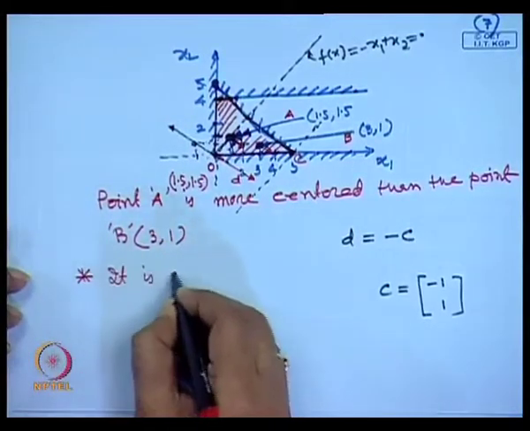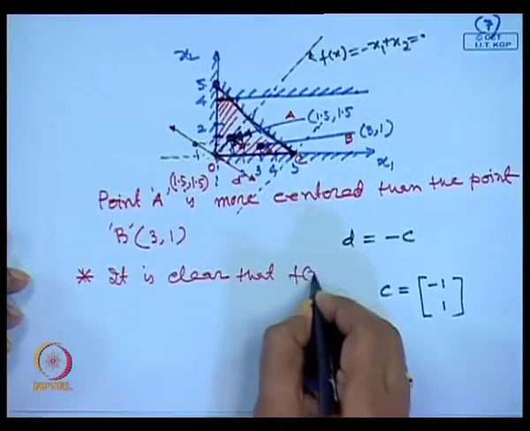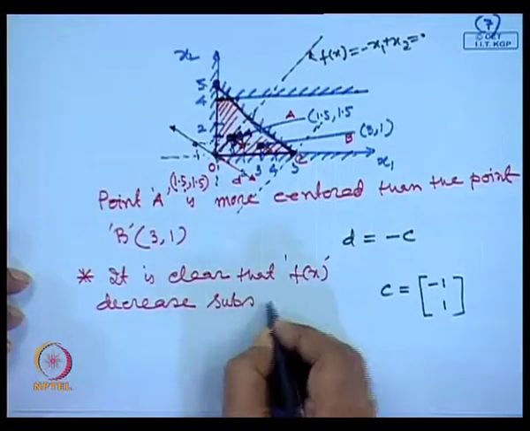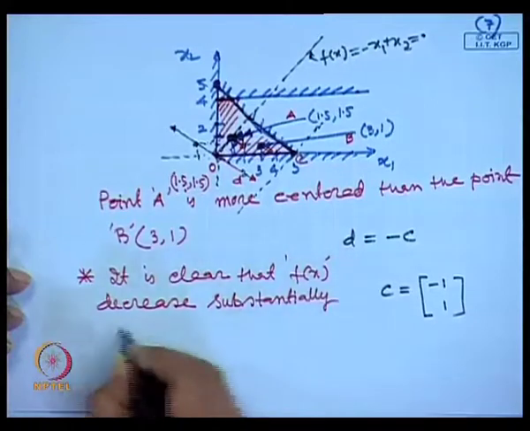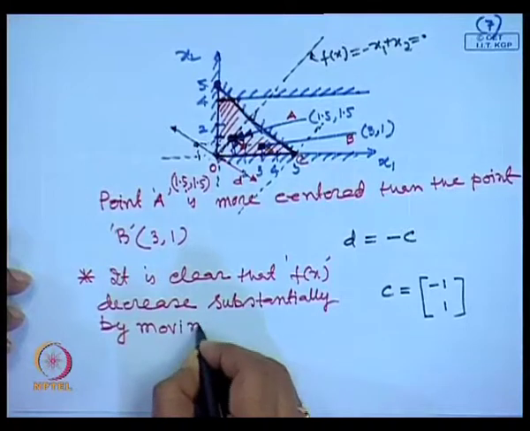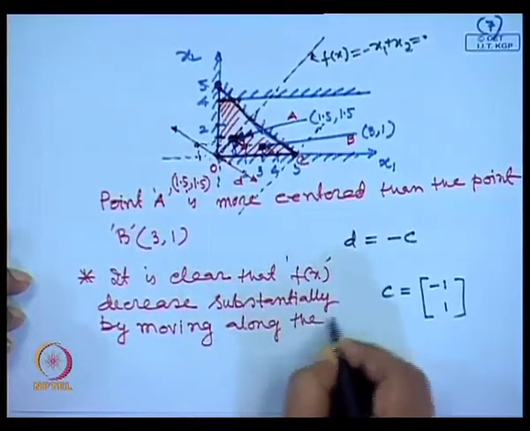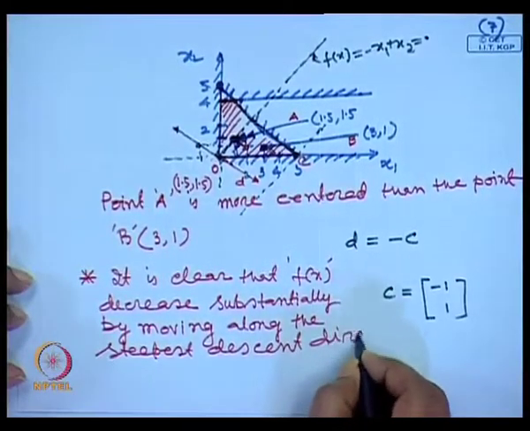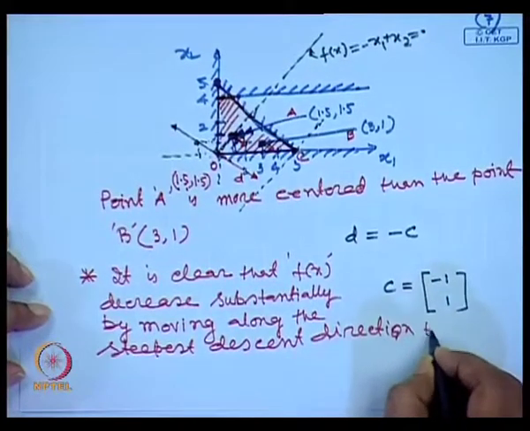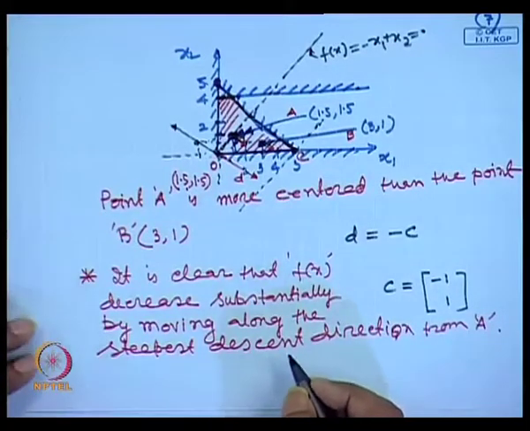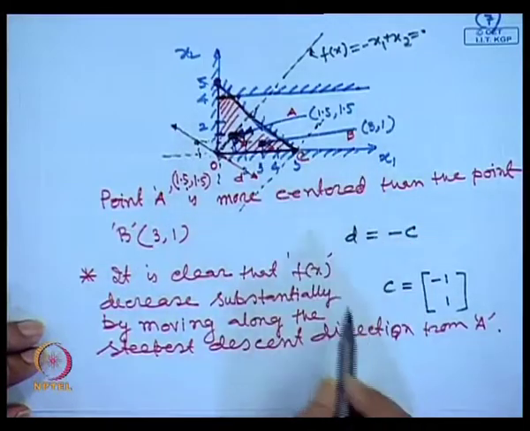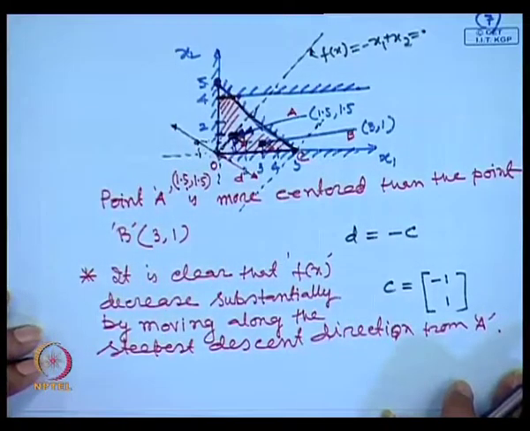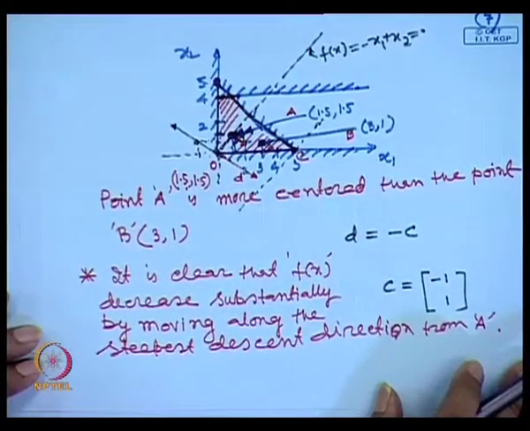It is clear that f(x) function value decreases substantially by moving along the steepest descent direction from point A. On the other hand, point B, the off center point, will take us towards the wall of the feasible region before much improvement can be made.